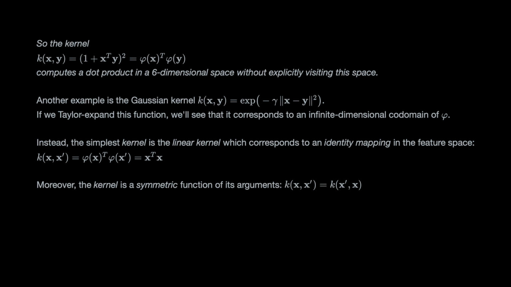Another example is the Gaussian kernel k. If we Taylor expand this function, we'll see that it corresponds to an infinite-dimensional codomain of phi. Instead, the simplest kernel is the linear kernel, which corresponds to an identity mapping in the feature space. Moreover, the kernel is a symmetric function of its arguments.